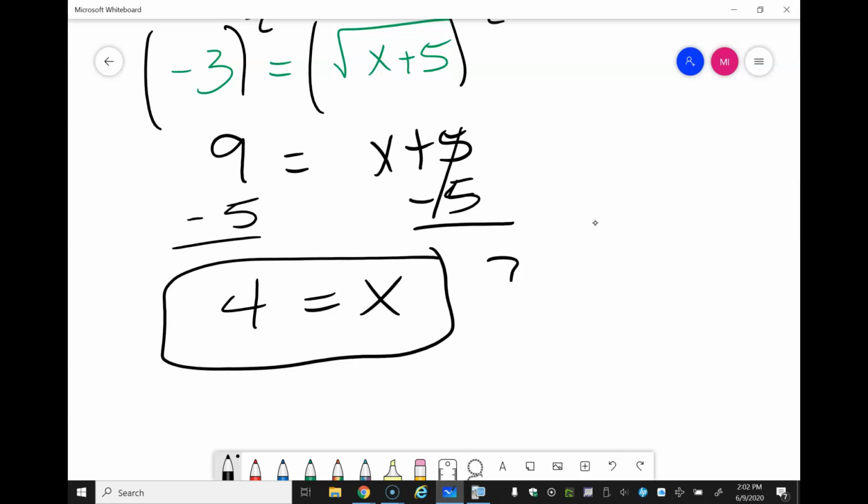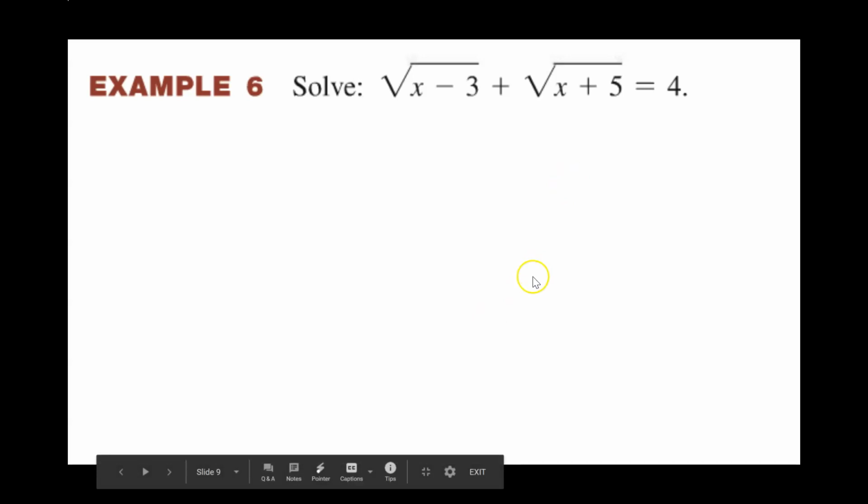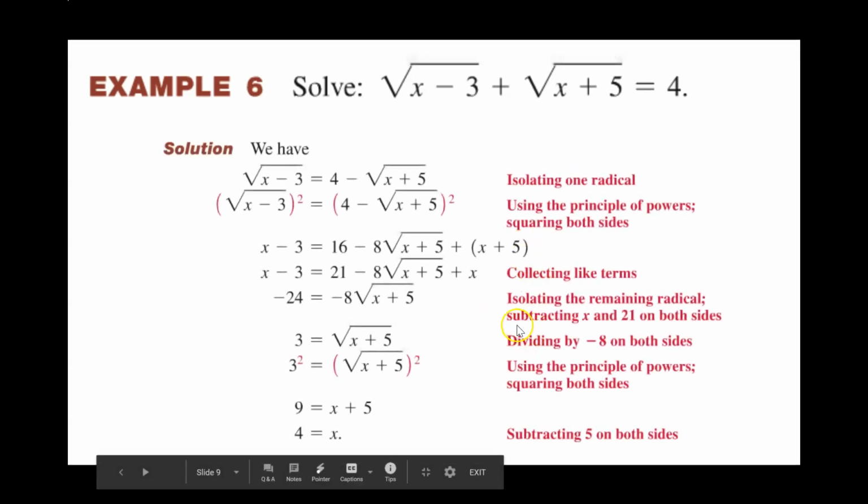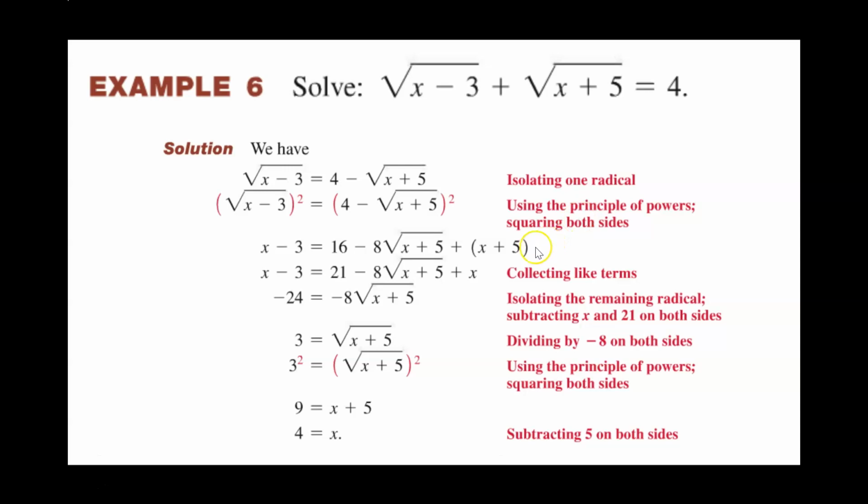Is this the answer? We don't know, because what do you also always have to do? Got to do the check. So once we do the check here, we take x equals 4, plug the 4 in for here, plug the 4 in for here. If it equals 4, then we did the problem right and we're good to go.